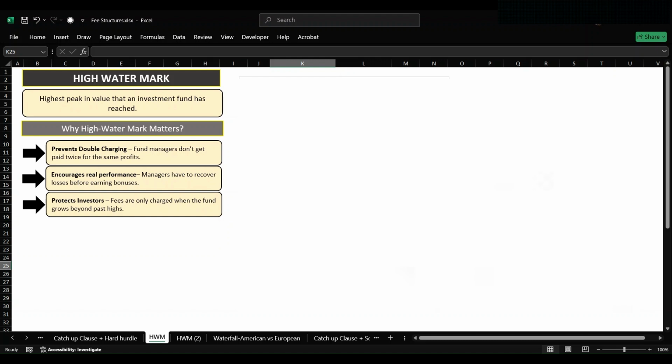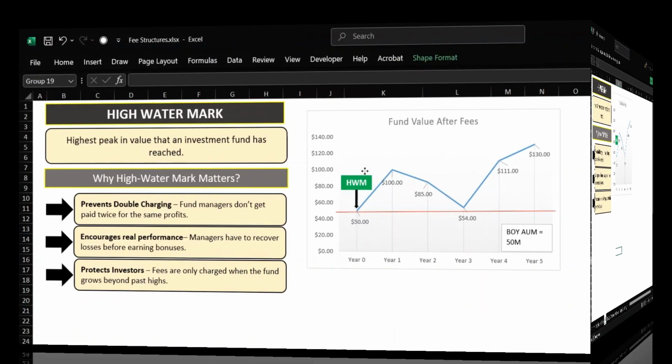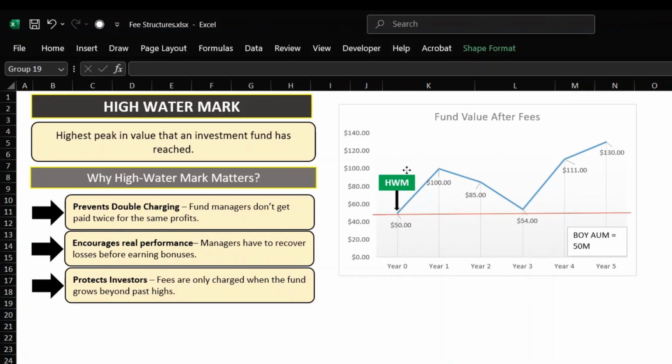Now, let's understand this with the help of a graph. In this graph, we can see that at the beginning of the year the AUM of our investment is 50 million. In year 1, the value of our investment became 100 million. Since this value is more than our initial investment, the GP will get its performance fees and this will become a high watermark. In year 2, the value of investment became 85 million.